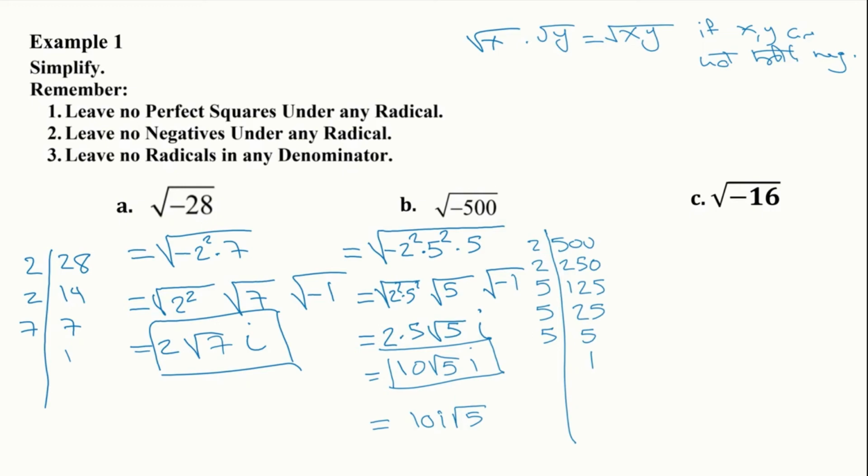All right, how about the square root of negative 16? Square root of negative 16, notice that 16 is a perfect square, so we can do this really quickly. We can just say that's the square root of 16 times the square root of negative 1, and of course the square root of 16 is 4, so we just get what? We get 4i, just like that. All right, so that's how we take care of these simplification problems.